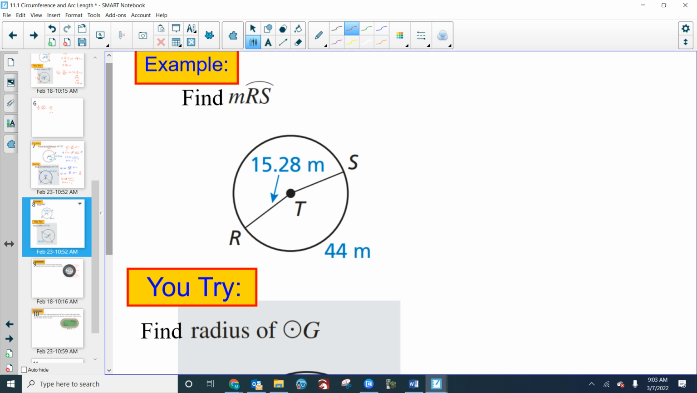What is this? Just look up here for a second. What is our final answer? The unit. What are the units going to be measured in? Degrees. Very good.